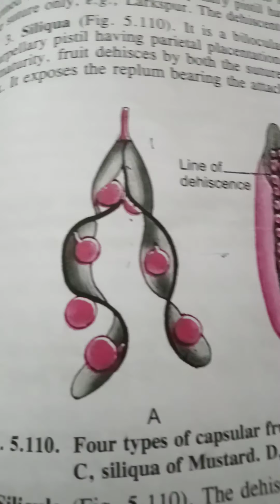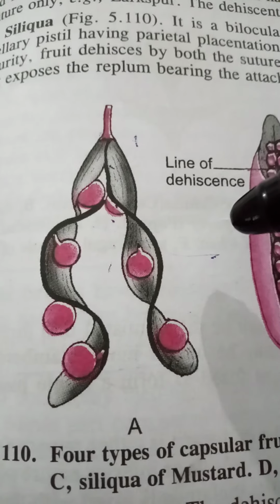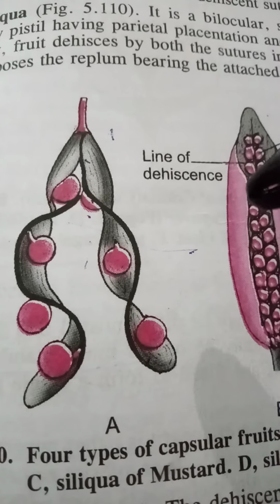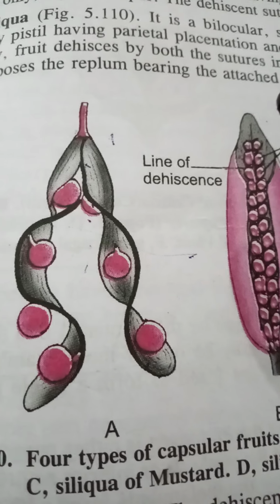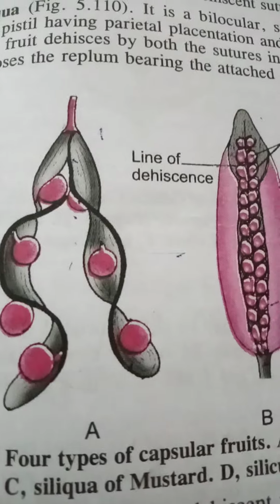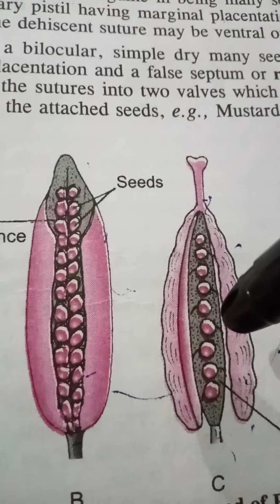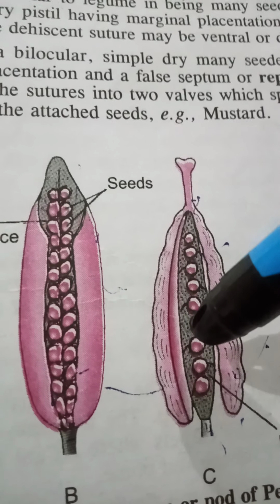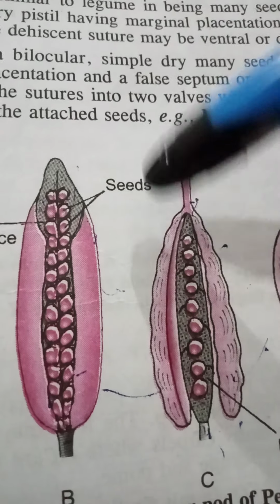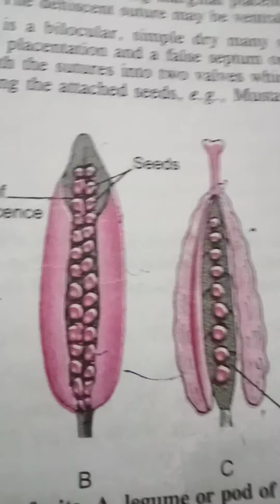Capsular fruit, first one is the pod or legume. Here they are many-seeded unilocular fruits, and when mature the fruit dehisces by both dorsal and ventral suture. This is observed in case of pea. Then the second one is the follicle, which is observed in case of larkspur. They are many-seeded dry fruit, and when mature it splits by only a single suture. It breaks and dehisces.